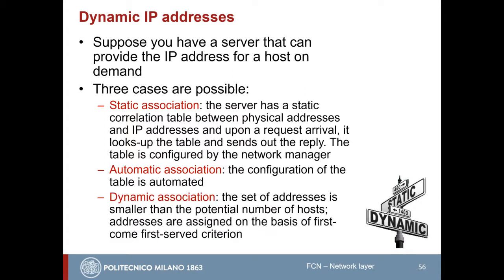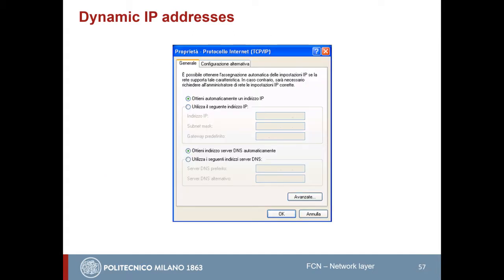Or the association can be completely dynamic. So you have a set of addresses, in this case usually smaller than the potential number of hosts. You don't know the host identity a priori, so maybe you have hosts that are not registered. You just take a request that is coming from a host that became active on that network and assign an IP address. And this is basically the dynamic way that is usually adopted in Wi-Fi networks.